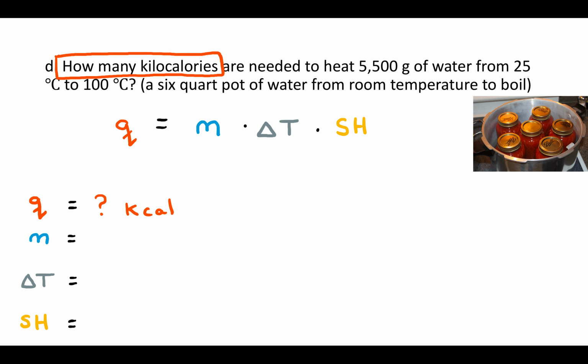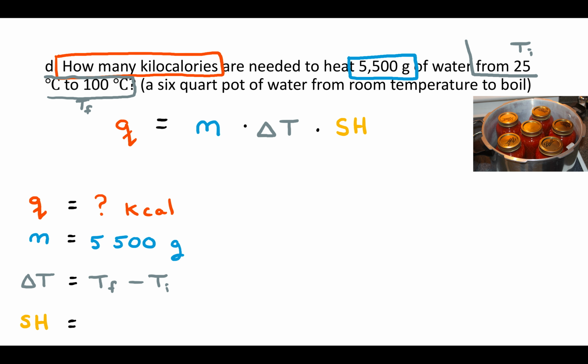And so we'll write that unit next to Q. That's what they're asking for. Are needed to heat 5,500 grams. That's a mass of water from 25 degrees Celsius to 100 degrees Celsius. So those are temperatures. Now remember, delta T is T final minus T initial. And here, T initial is 25 degrees Celsius, and T final is 100 degrees Celsius. So delta T will be T final, 100 degrees Celsius, minus T initial, which is 25 degrees Celsius. So that's 75 degrees Celsius for delta T.